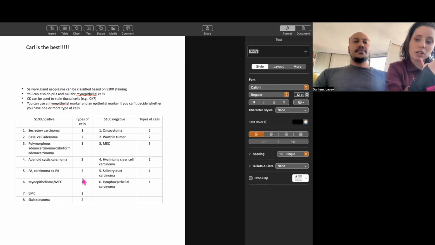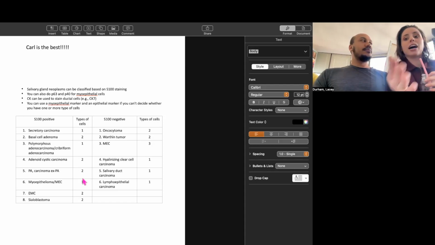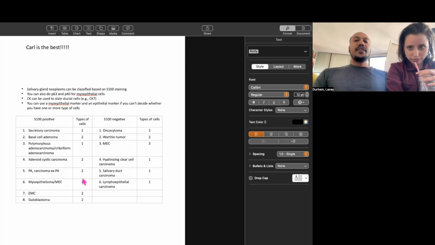It just means that there's one population of cells that can be highlighted by one of these stains. Is that correct? No. Okay, correct me. It means that one here is either epithelial or myoepithelial. If you have two, then you have epithelial and myoepithelial. So if it's a 1, is it always epithelial? Not necessarily.